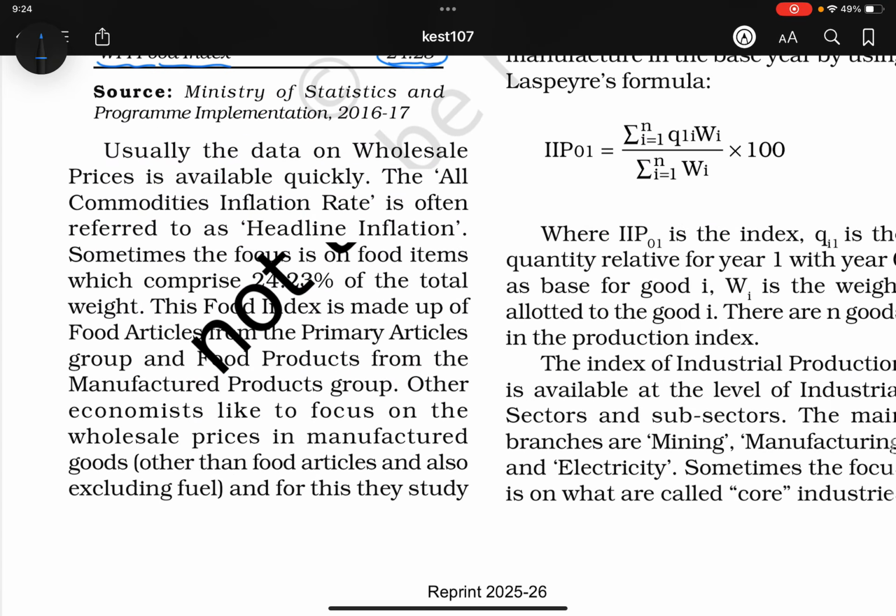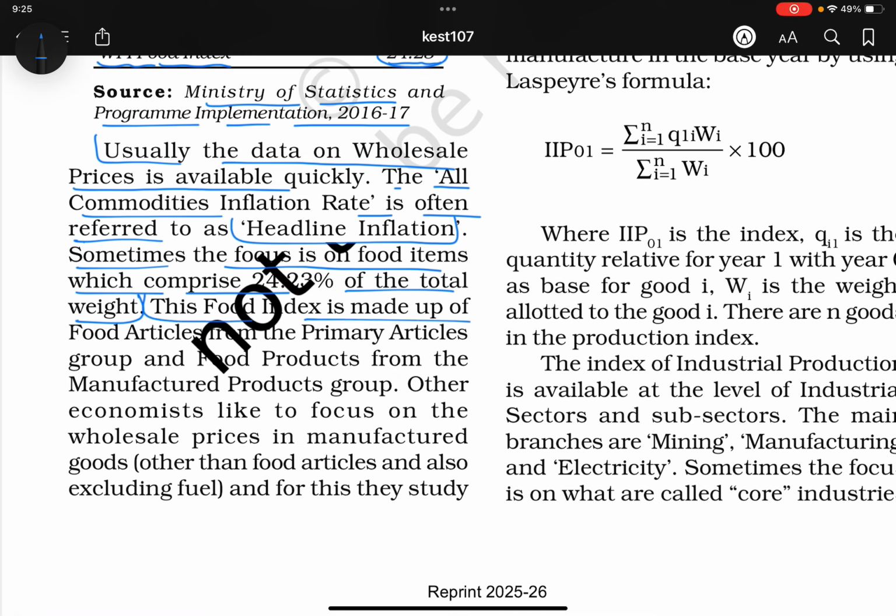ये जो सोर्स है कहाँ से लिया गया है? मिनिस्ट्री ऑफ स्टैटिस्टिक्स एंड प्रोग्राम इम्प्लीमेंटेशन 2016-17. Usually the data on wholesale prices is available quickly. The all commodities inflation rate is often referred to as headline inflation. Sometimes the focus is on food items which comprise 24.23% of the total weight.